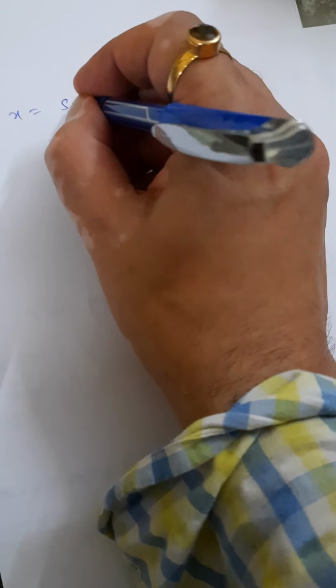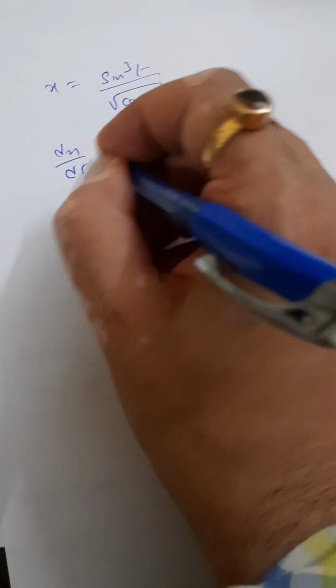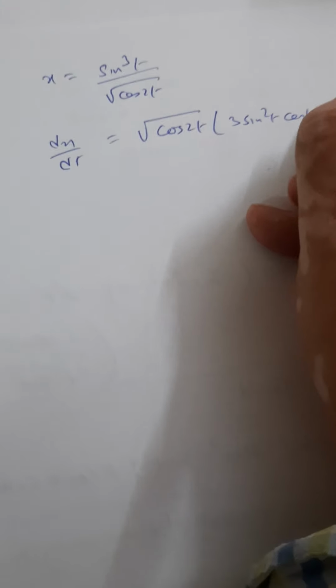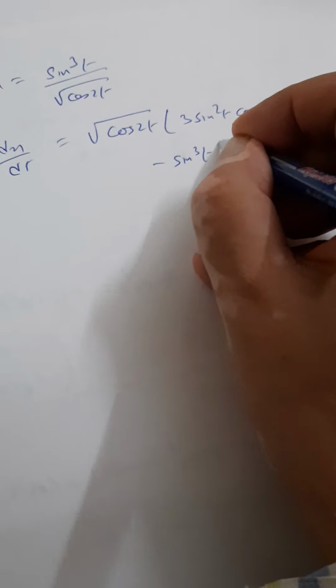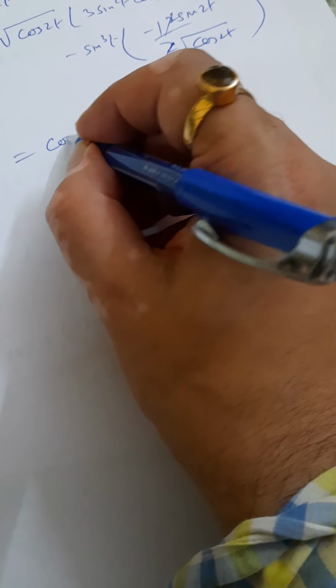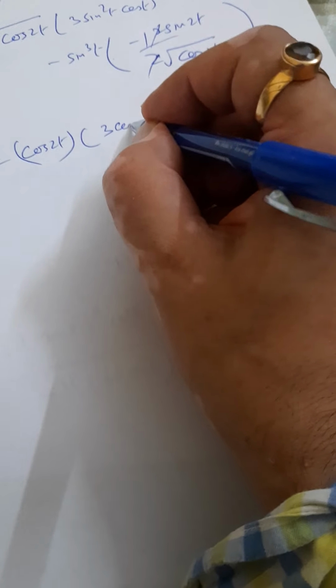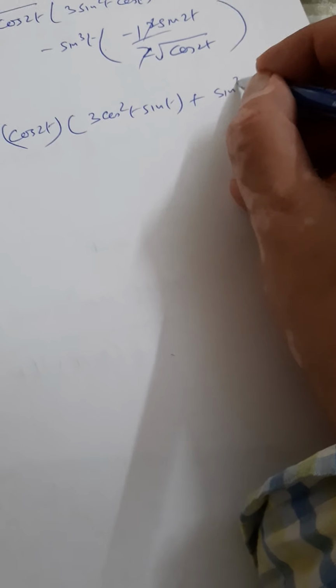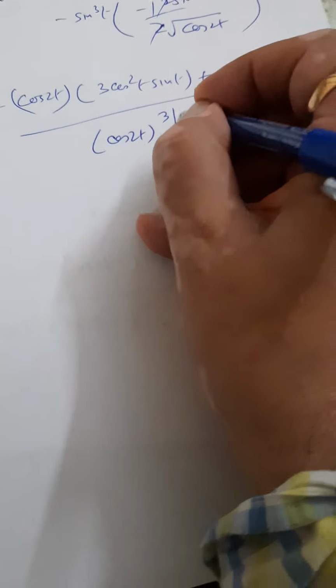So in the same way, when you have x equals sin cube t upon root cos 2t, there also you apply the quotient rule. dx by dt is root of cos 2t into 3 sin square t cos t, minus sin cube t into minus 1 by 2 root of cos 2t into 2 sin 2t. So this is cos 2t into 3 cos square t sin t plus sin cube t sin 2t, upon cos 2t to the power 3 by 2.